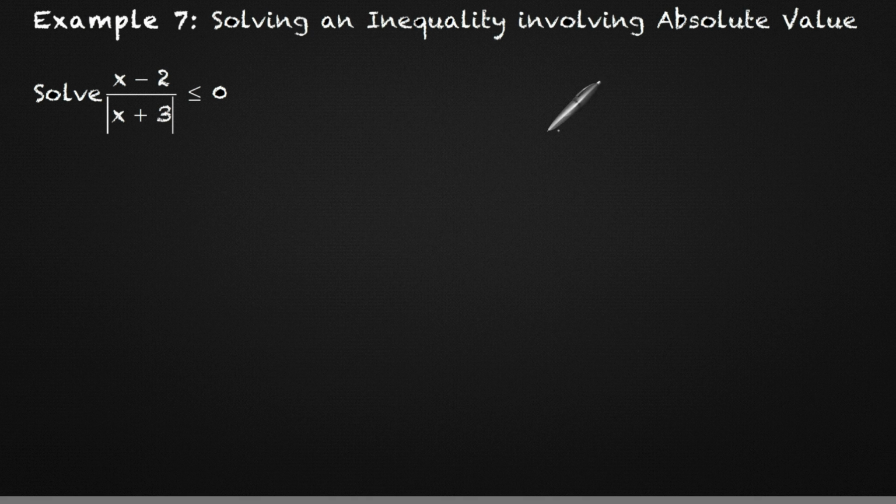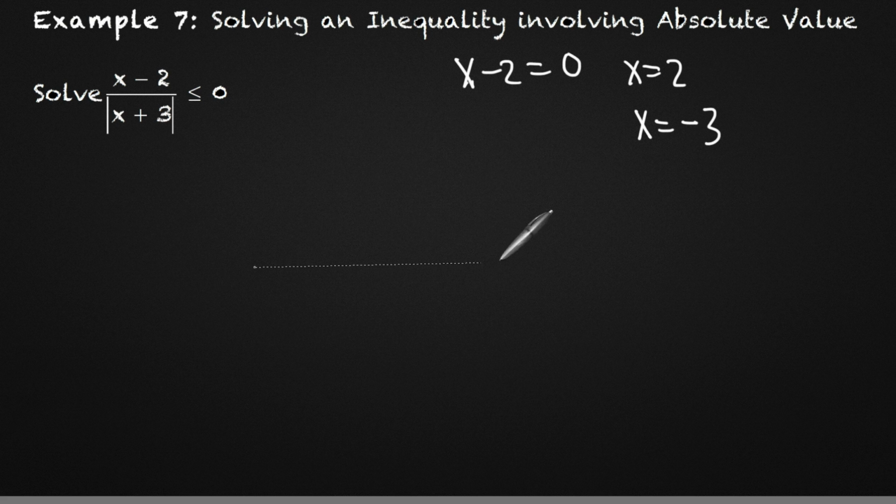Okay, last problem, same deal as all the others. We're going to set each factor equal to 0. So we get x minus 2 equals 0. That's going to give us x equals 2. And then the other one's going to be x equals negative 3. All right, so once again, same deal, guys. We're going to make a number line. On this number line, we're going to put the numbers negative 3 and 2. And we want to figure out where it's less than or equal to 0.